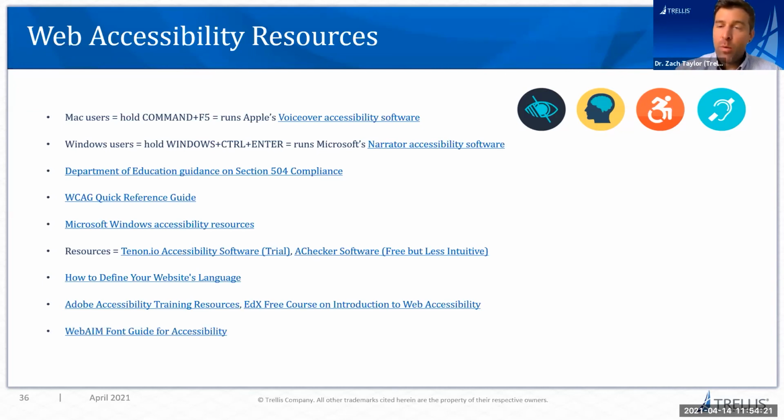There's a great website from WebAIM. Again, can't say enough good things about WebAIM. There's a font guide for accessibility. Again, a huge font nerd. Love that website. And then Penn State also has a great color contrast guide to let you know how you can tweak some of your colors to make sure you're a little more compliant, kind of out of the box.